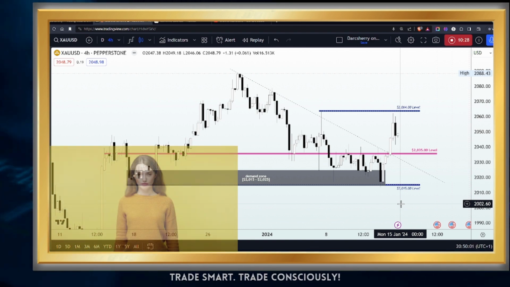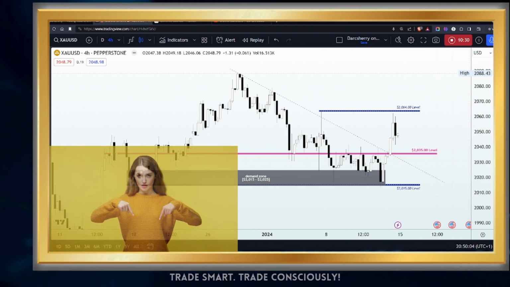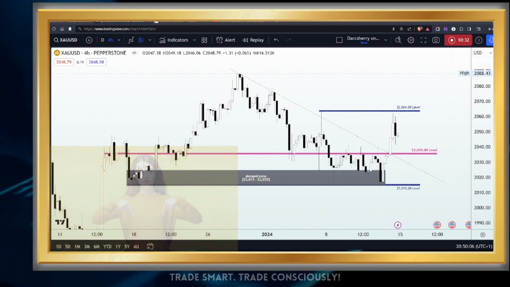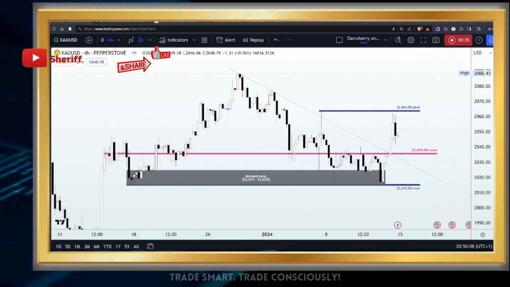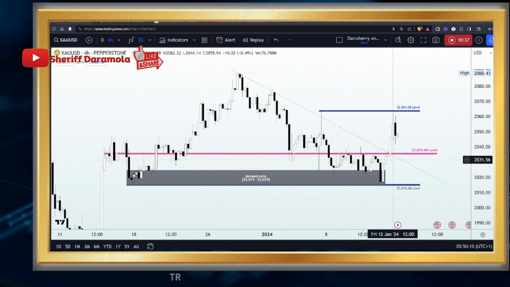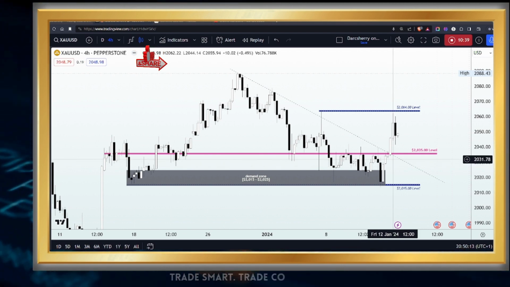Trust me, I will be with you in the comment sections to give you updates after monitoring how participants in the market will be reacting to this current structure during the early hours of next week.